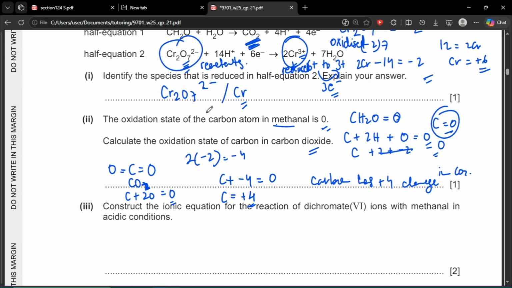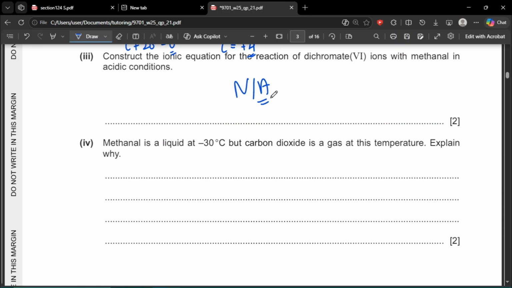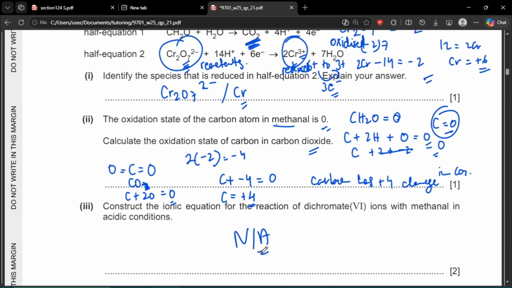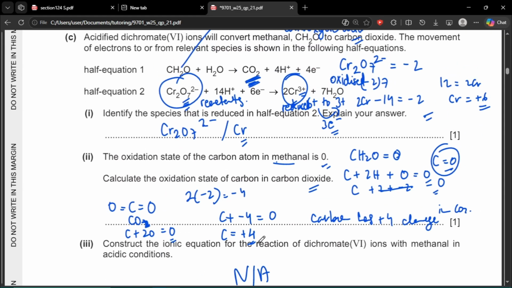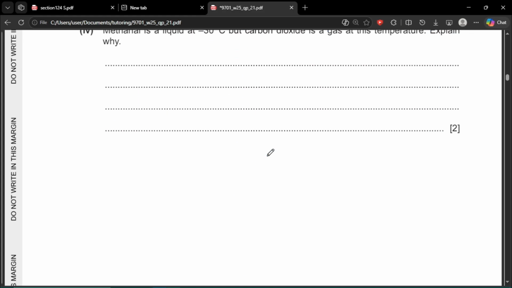So I think there's a mistake with the question, and also in the marking scheme, I'm pretty sure it says N/A. So I don't think we have to do this. But basically, if you had to do this, I think it would be easy because all you have to do is balance the electrons. Let's say we ignore the chemical mistake here. All you have to do is multiply them and make sure these two electron numbers match and cancel them. And then you combine the right side with the left side. And that's all you have to do to actually answer this question.